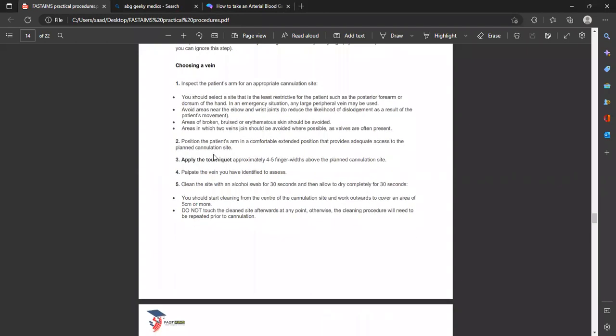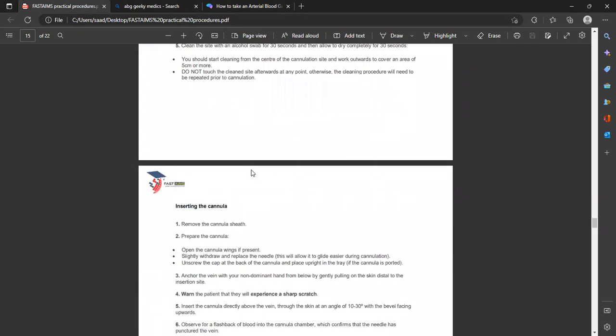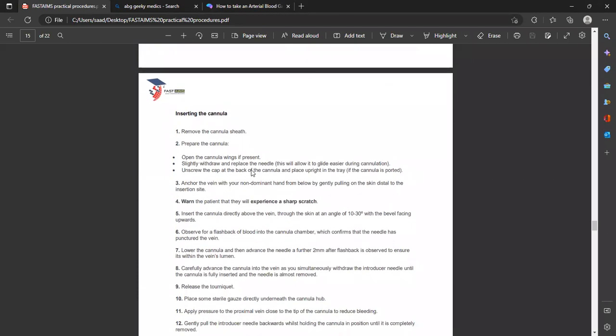Everything is there. Choose the vein. Just do it quickly. Palpate the vein and then apply the tourniquet, 4 to 5 fingers width above the planned cannulation site. Then palpate, and I will show you the video of how to perform this IV cannulation. But at this time, I will just be repeating the steps of what you are going to do.